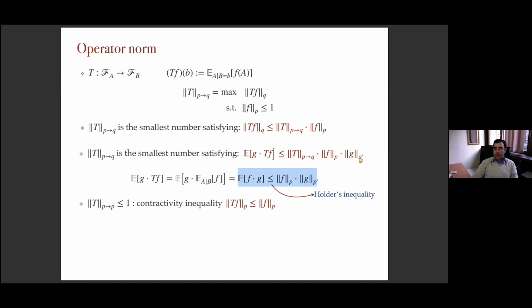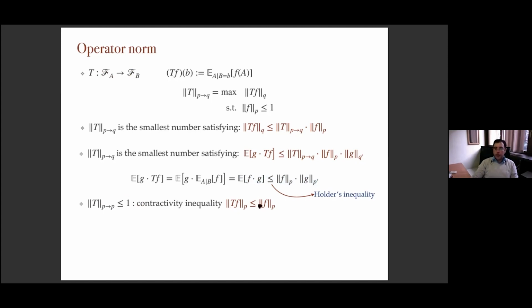Let Q be the same as P. Then the Holder inequality tells me that the expectation of Fg, which is the same as the expectation of T of G times T of F, is at most the P norm of F times the P prime norm of G. So this means that the P to P norm is at most 1. Or in other words, by the definition of the P to P norm, if I equip both the input and output space of T with the P norm, then T is a contraction.